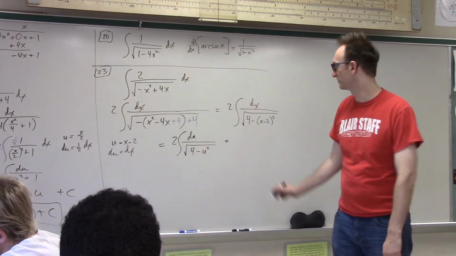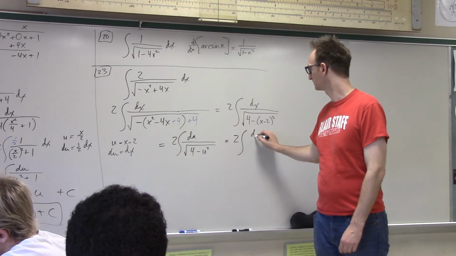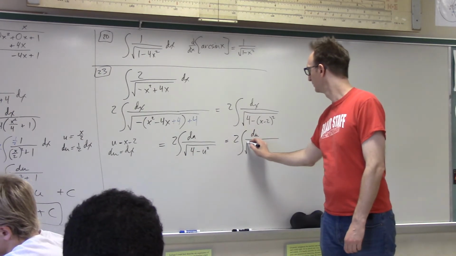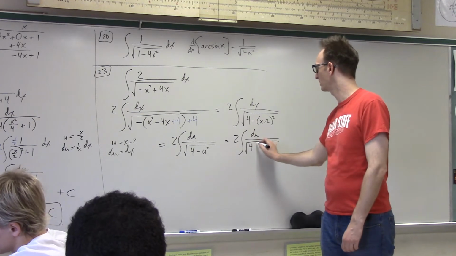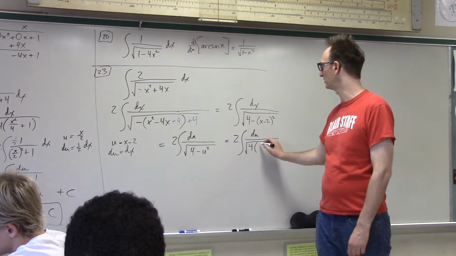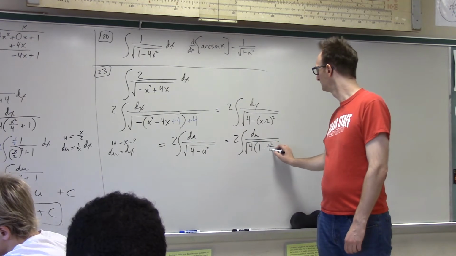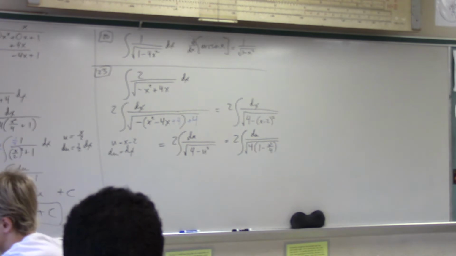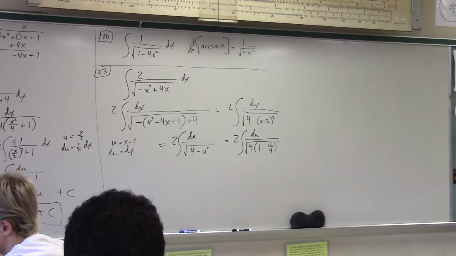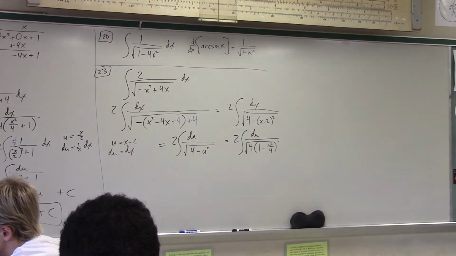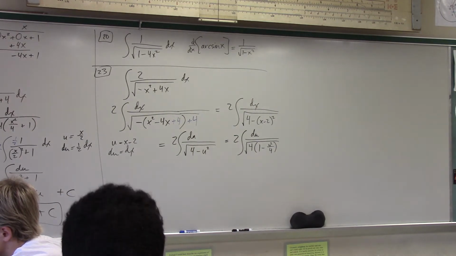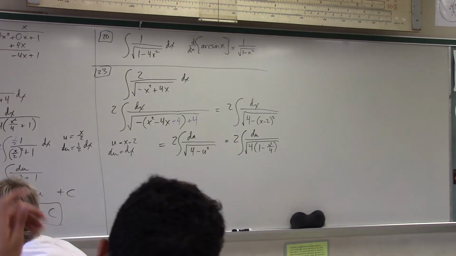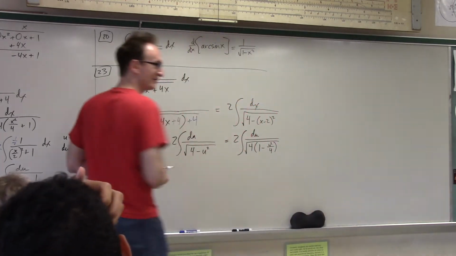Alright, keep going. Do it. Factor out a 4 inside the radical. Alright, you're totally screwed. You're last. You need to drop out of the classes and catch up. Good.